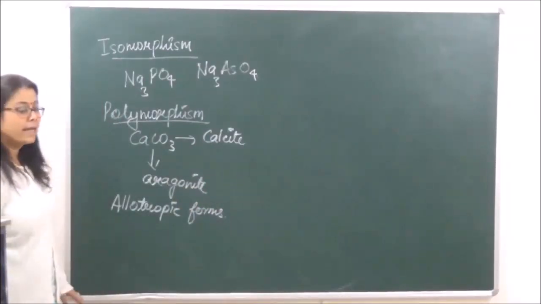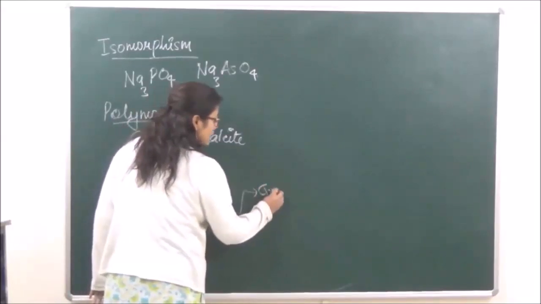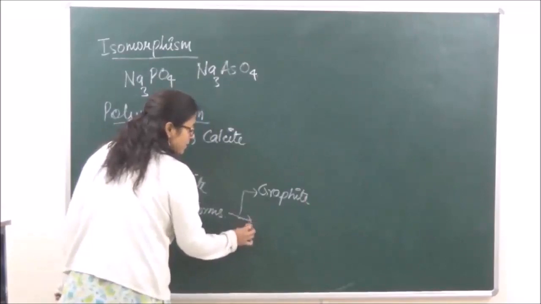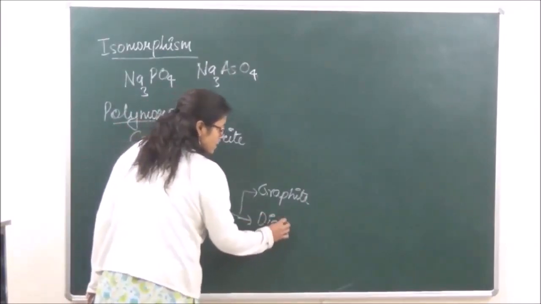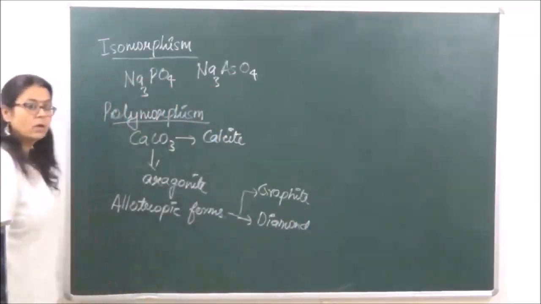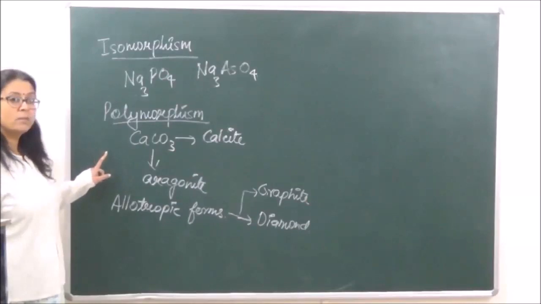allotropic forms. Like you know that carbon has two allotropes. One is graphite and the other one is diamond. Okay, so you understood the difference between isomorphism and polymorphism.